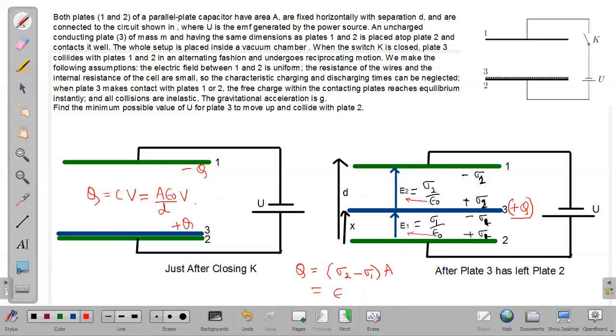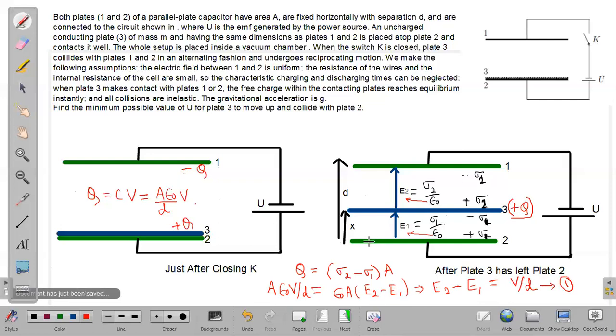And therefore you will get epsilon A, and then you will get E2 minus E1, and here you will have capital Q, which is basically A epsilon V over D. Solving this equation, you can find the value of E2 minus E1 as V over D. That's the first equation: E2 minus E1 is V over D.